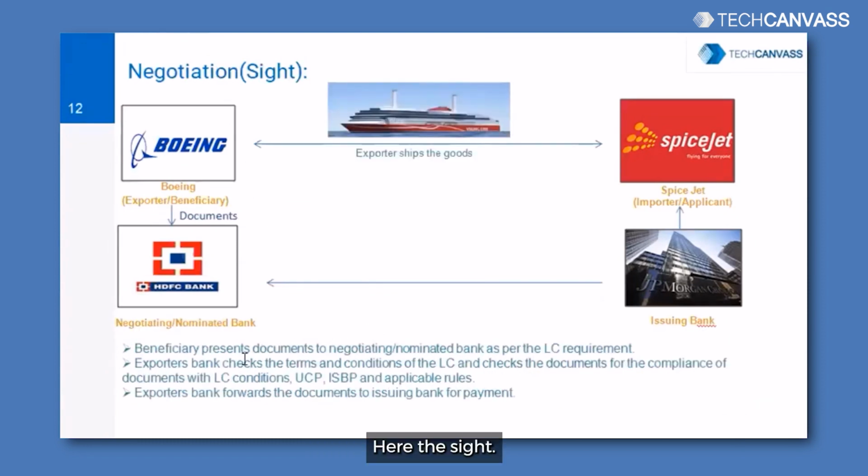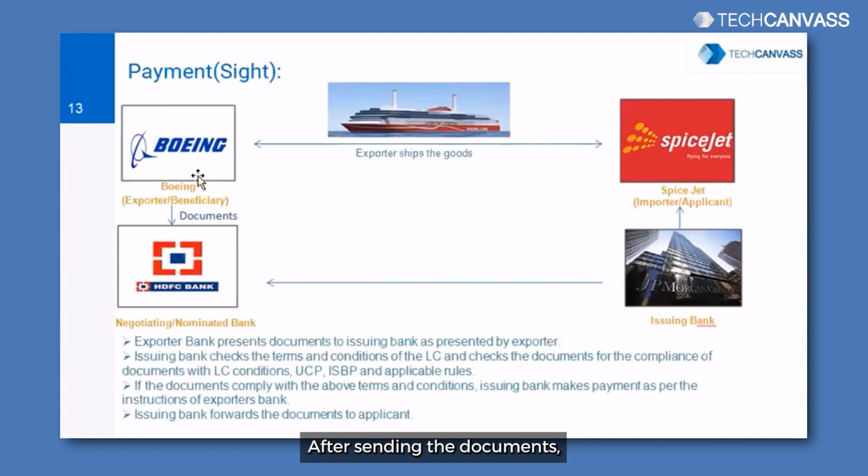Here, the beneficiary presents the documents to the negotiating or nominated bank as per the LC requirement. The exporter bank checks the terms and conditions of the LC and checks the documents for compliance with the LC conditions. And the exporter bank forwards the documents to the issuing bank for payment, as presented by the exporter.